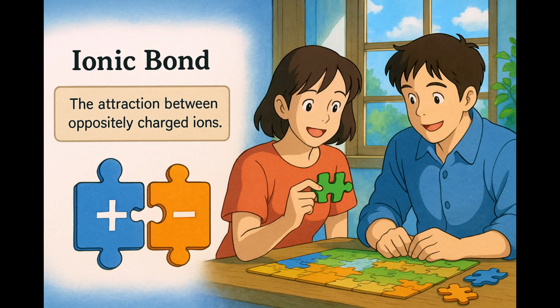Just as a puzzle piece with a protruding tab needs a piece with a matching indentation to connect, a positively charged ion, like a sodium ion, is drawn to a negatively charged ion, like a chloride ion, forming a stable ionic bond as they come together to complete the picture.